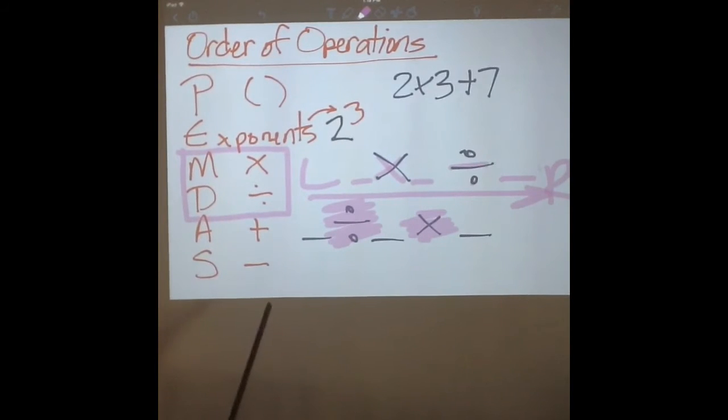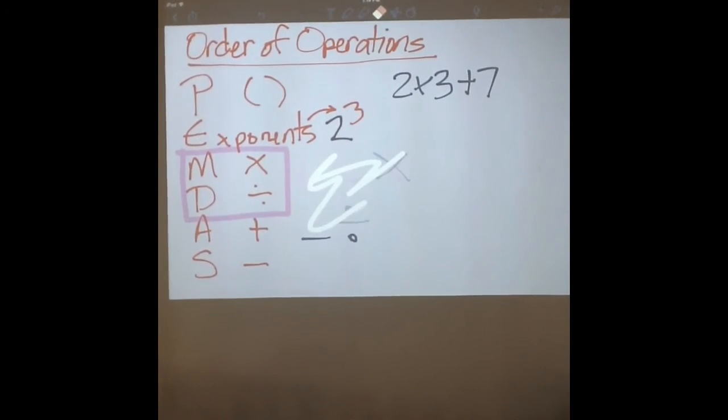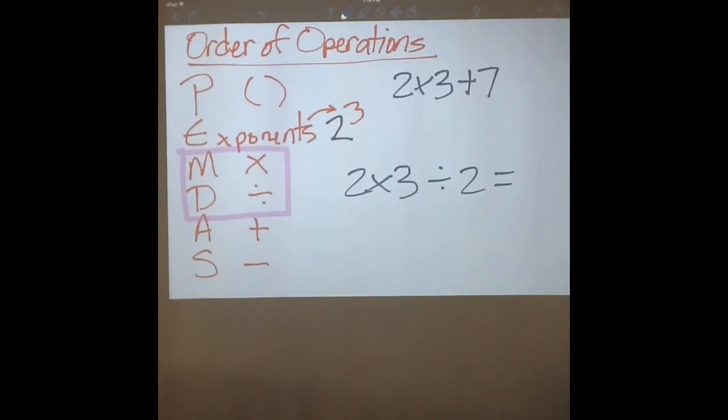I know it sounds a little complicated, doesn't it? But I'll give you an example, okay? So, let's say I have 2 times 3 divided by 2. Okay? What do I do first? What part of this problem do I do first? Multiplication, yes, because this is the left side, this is the right side, right? And which sign do I have first? I have the multiplication sign. So what is 2 times 3?